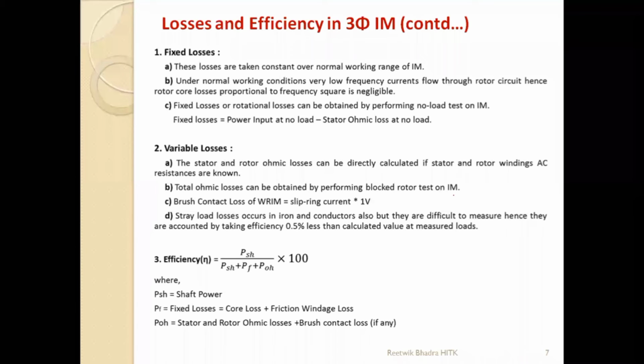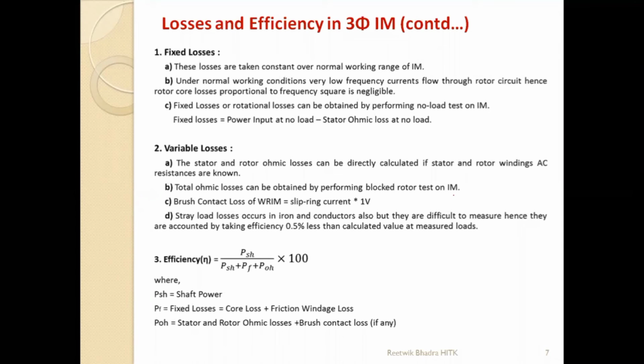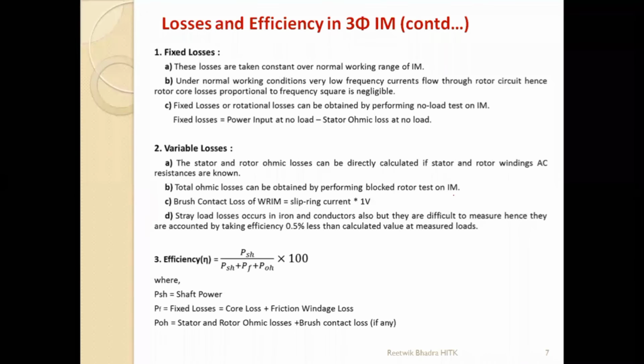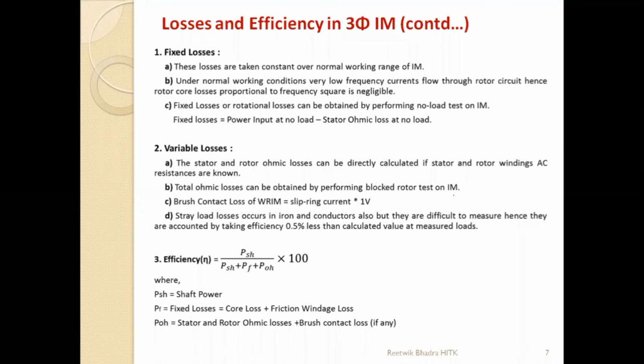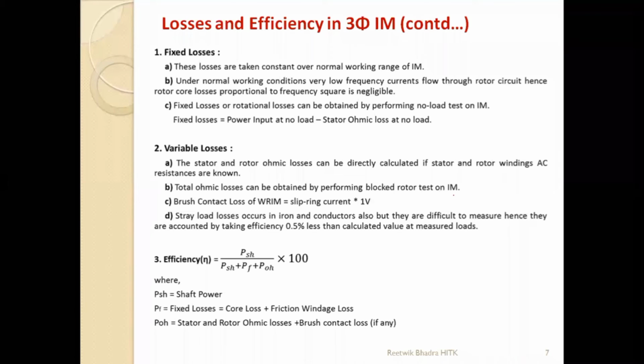So fixed losses are generally constant over the working range of the induction motor. Whatever you change your speed to, they generally fluctuate only 1 to 5% within their range, so they are considered to be constant. If you recall our transformer classes, I had derived equations for eddy current loss and hysteresis loss. It was dependent upon the square of the frequency.